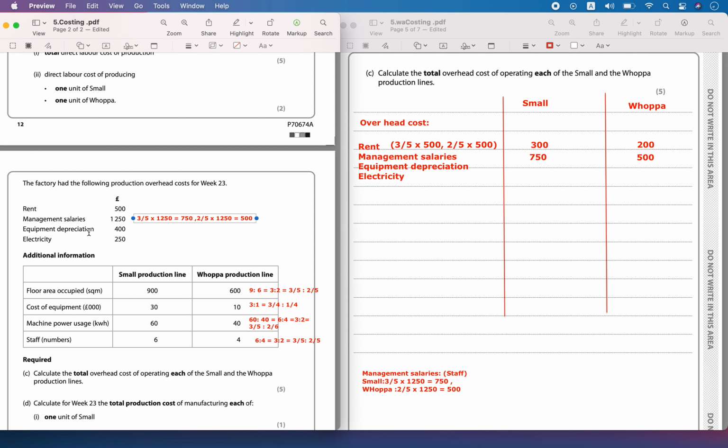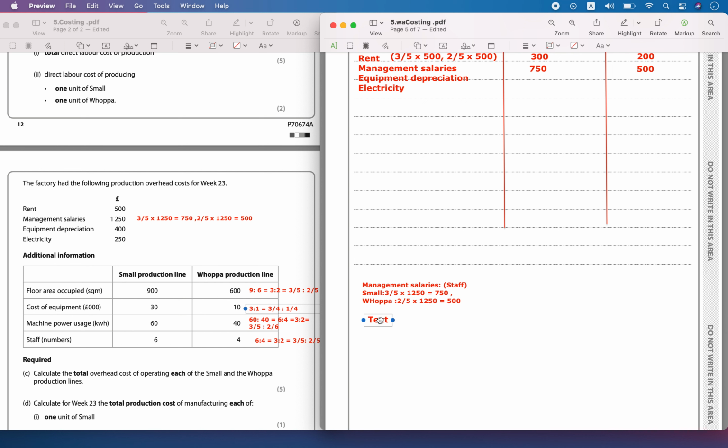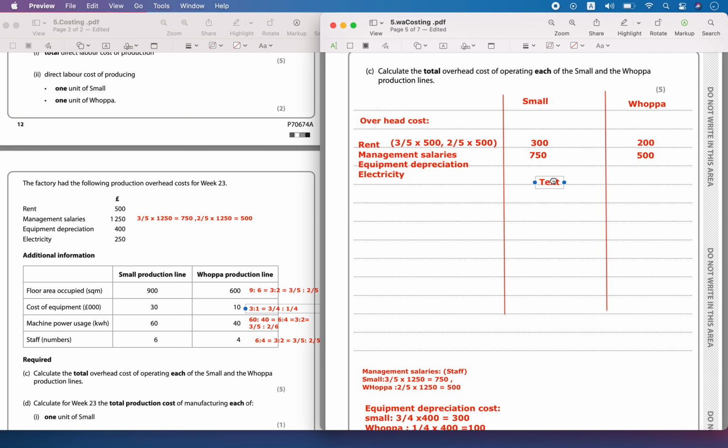Then equipment depreciation. It is apportioned on the basis of cost of equipment in the ratio of 3 is to 1. So 3/4. So equipment depreciation cost is apportioned on the basis of the cost of the equipment. So let's write here. It is 3/4 of the cost. The cost was 400. So this is the cost for the small product: 3/4 of 400 is equal to 300, and for the WAPA it is 1/4 of 400, that is equal to 100. So 300 and 100.